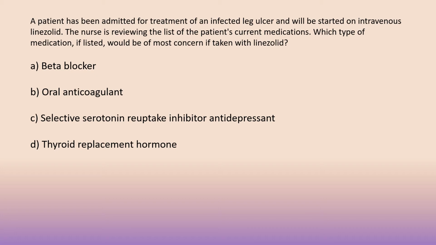A patient has been admitted for treatment of an infected leg ulcer and will be started on intravenous Linezolid. The nurse is reviewing the list of the patient's current medications. Which type of medication, if listed, would be of most concern if taken with Linezolid? A. Beta blocker. B. Oral anticoagulant. C. Selective serotonin reuptake inhibitor antidepressant. D. Thyroid replacement hormone.